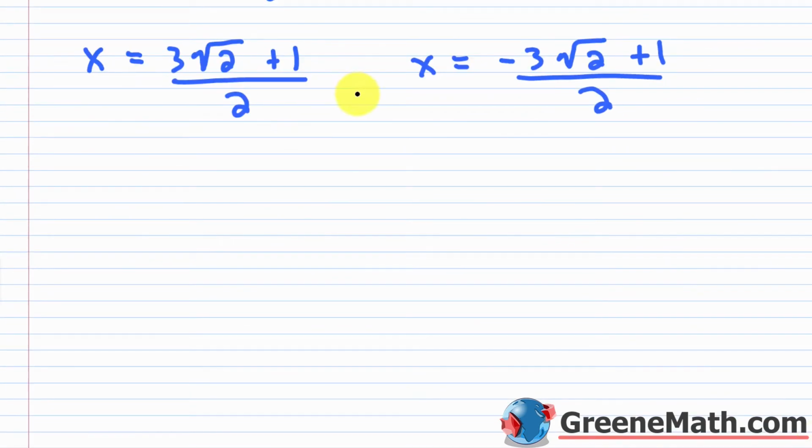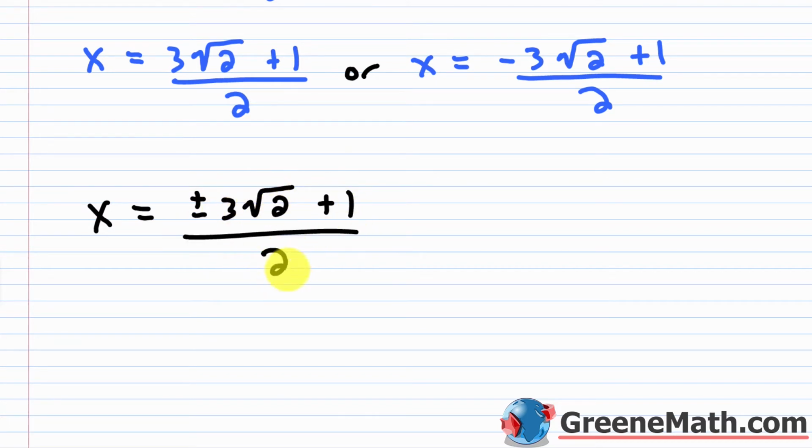So when we notate this, we can just put "or" between these two, because x could be 3 times square root of 2 plus 1 over 2, or x could be negative 3 times square root of 2 plus 1 over 2. The other method would be to use a shorthand. So I could say x is equal to plus or minus 3 times square root of 2 plus 1 over 2. Okay, so both of these ways to notate this would be acceptable.